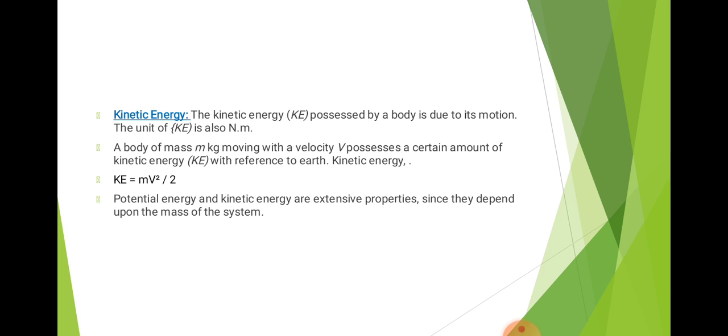For example, a body of mass m kg moving with the velocity v possesses a certain amount of kinetic energy with reference to the earth. So that energy can be found out by KE is equal to mv square divided by 2. How can we get this formula?